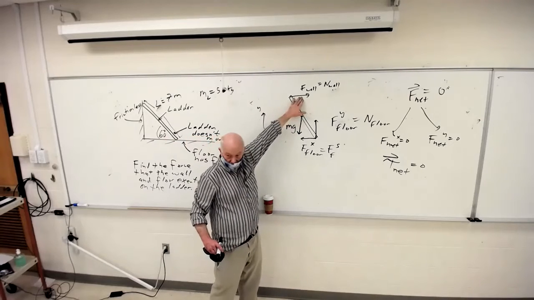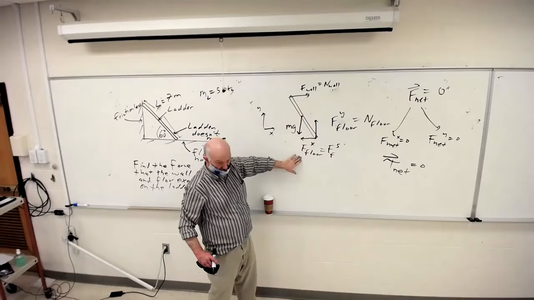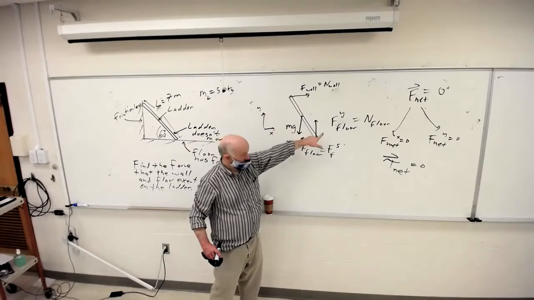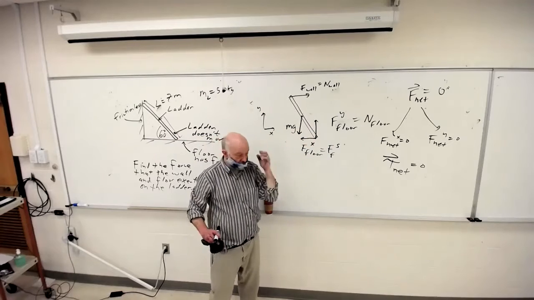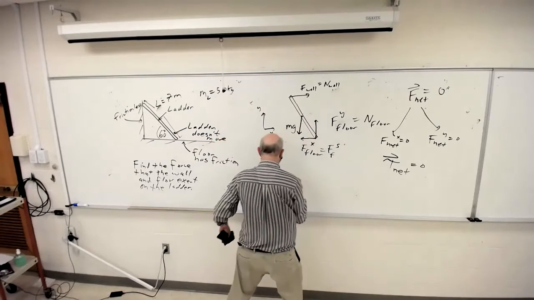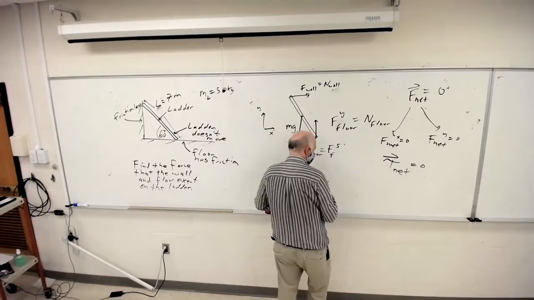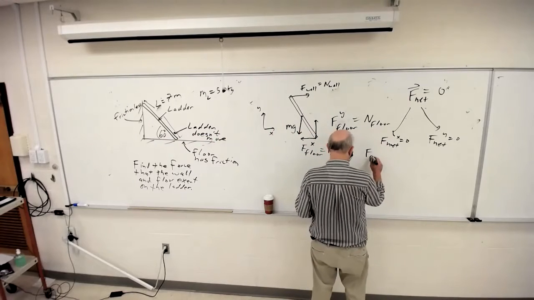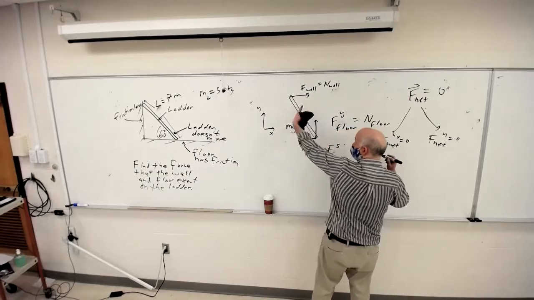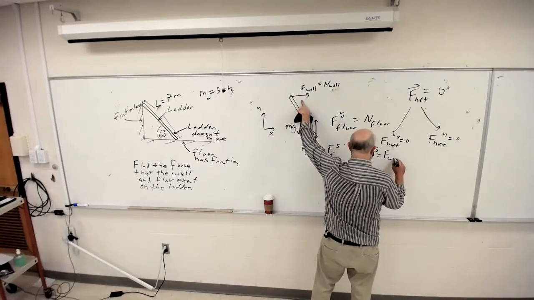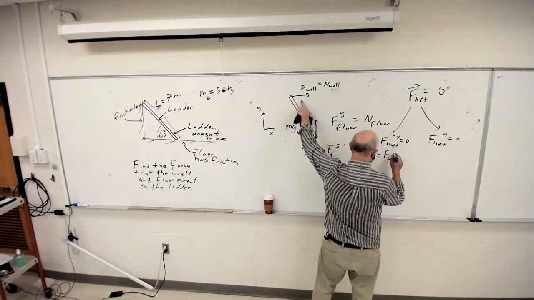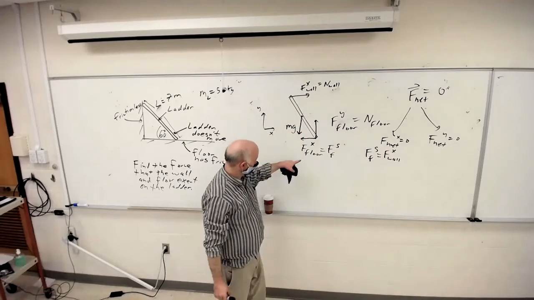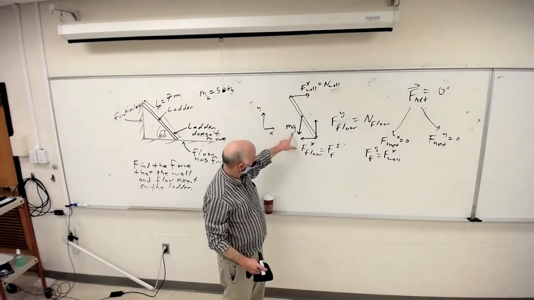So what does this give you then? The forces going to the right have to equal the forces going to the left. So the static frictional force here going this way is equal to this force from the wall going this way. Then what does the y equation give you? It gives you that this has to equal this.